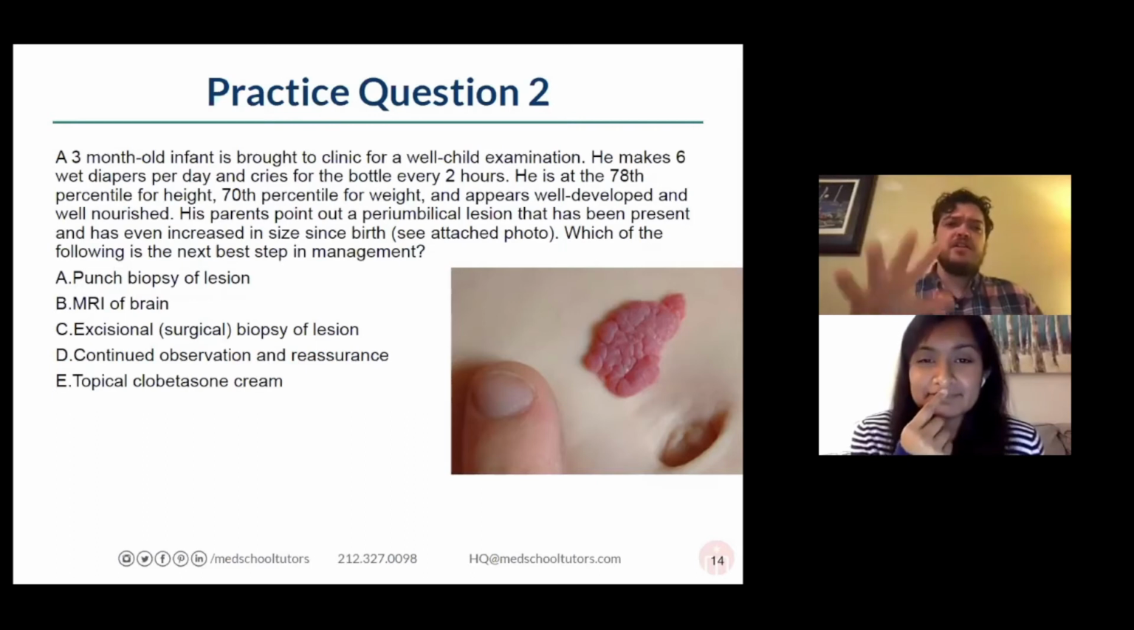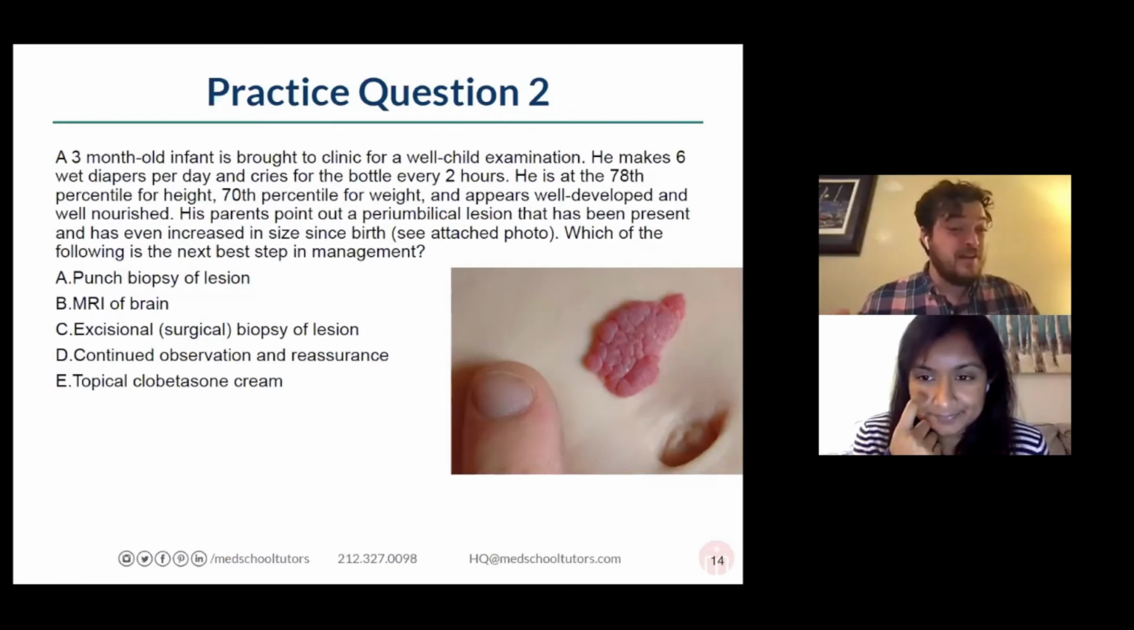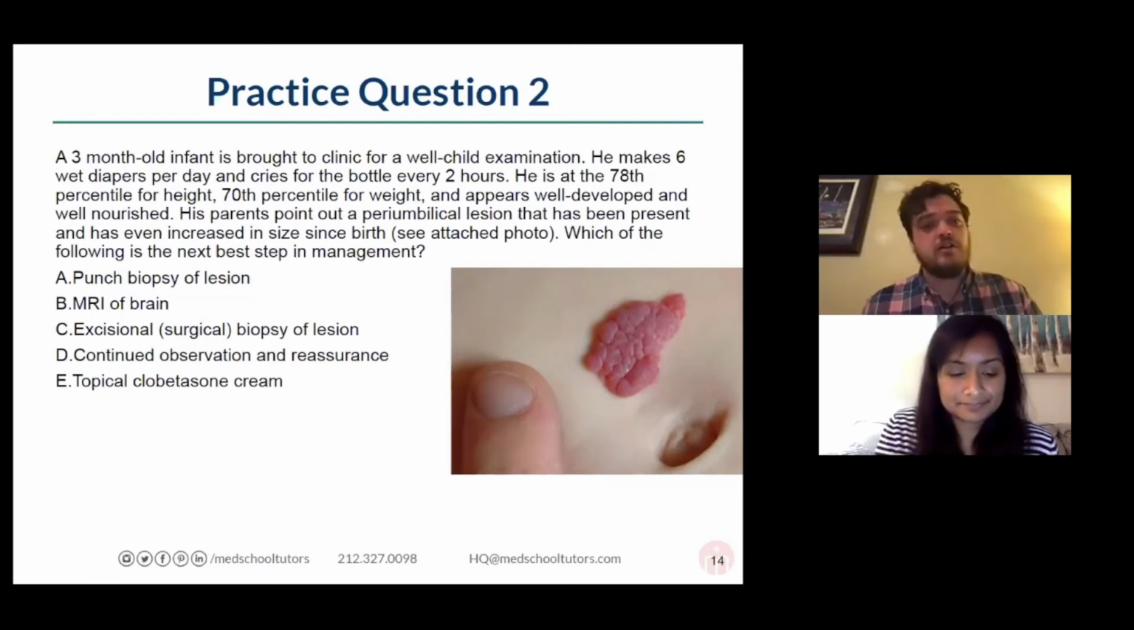So going through this, starting with A, punch biopsy of the lesion. If I'm looking at this, I think this is pretty characteristic. I think I know what's going on. Do I need to biopsy that? Probably not. And if it's made out of what I think it's made out of, there might be a lot of bleeding involved. I don't think I want to go there.